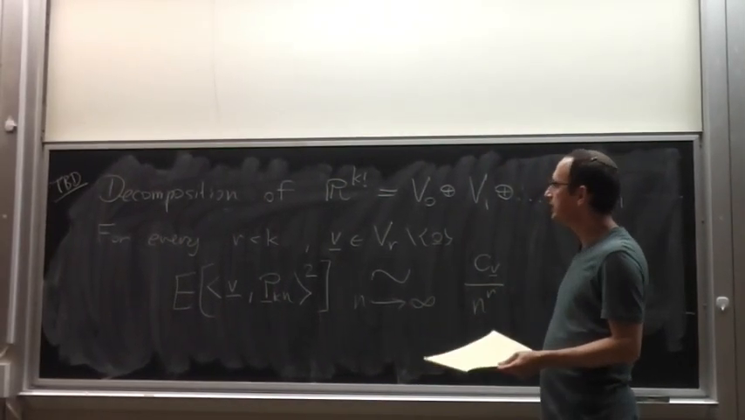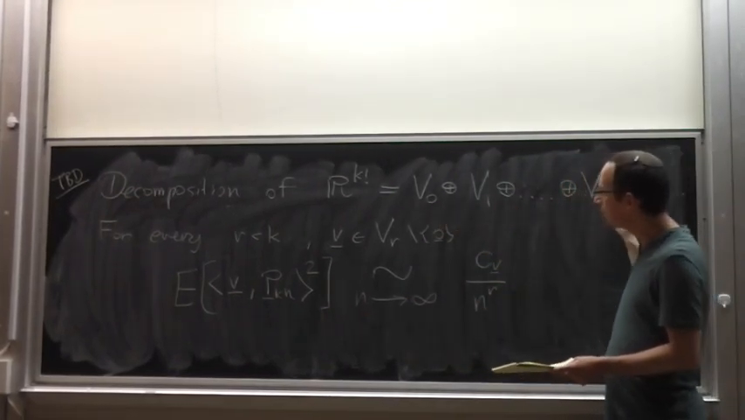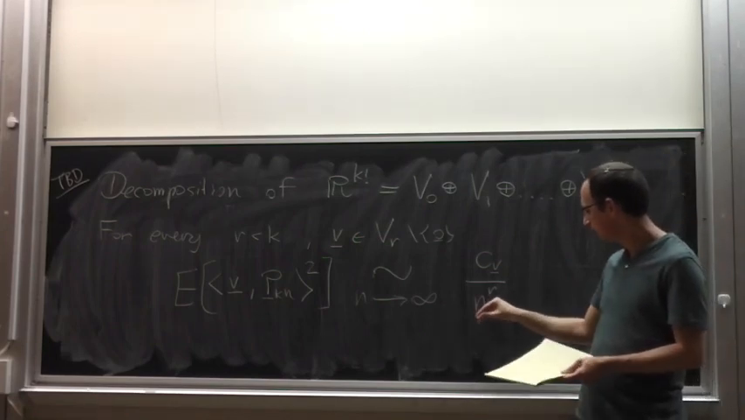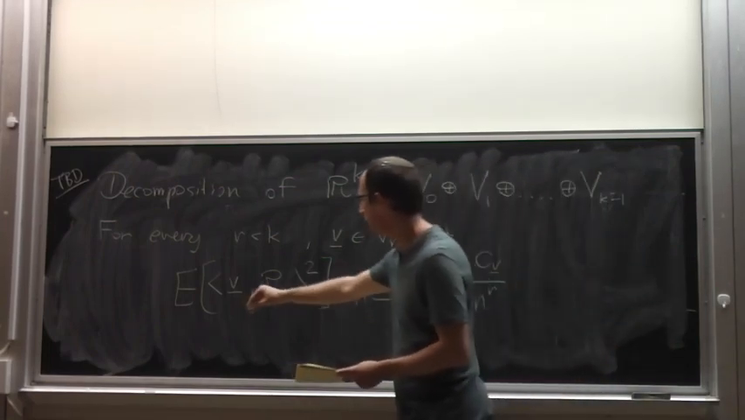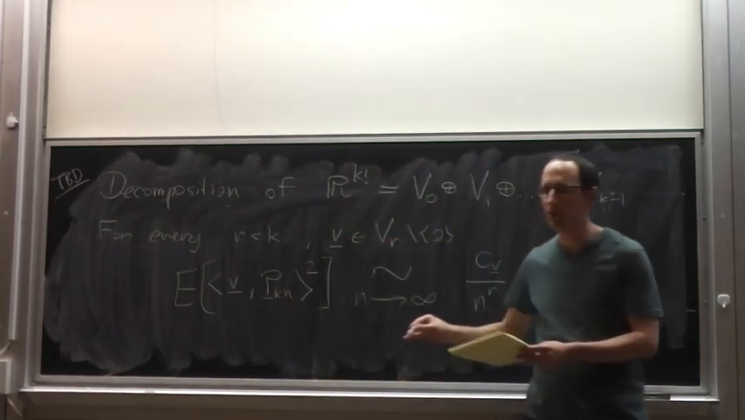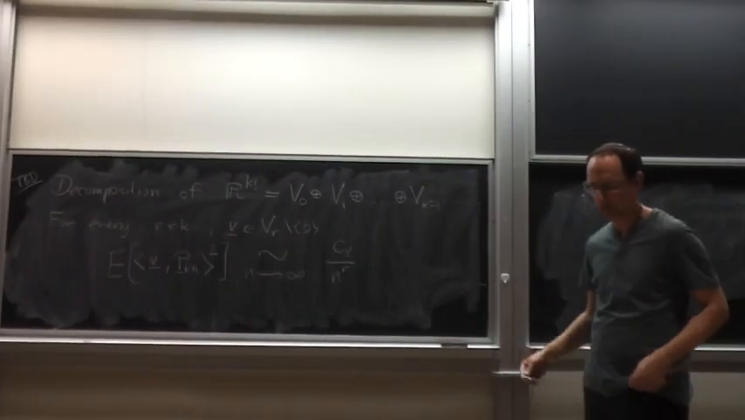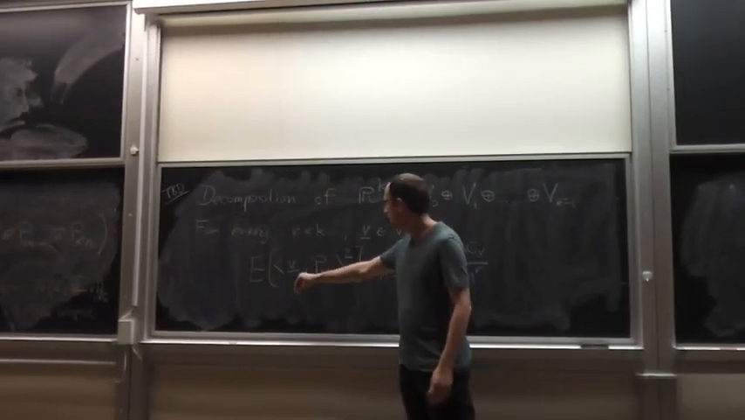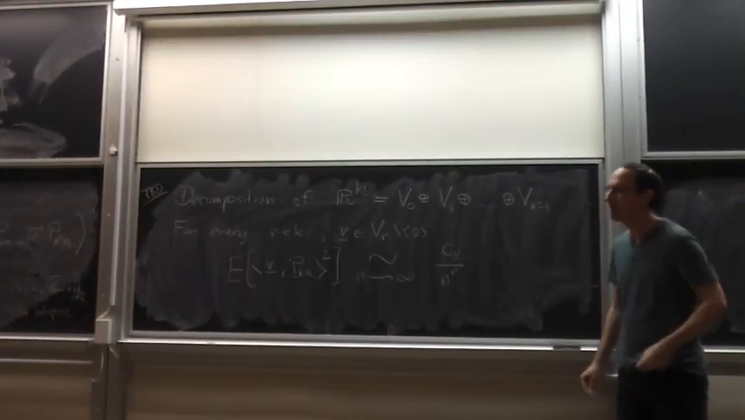So this means that this decomposition into k components gives us different orders of magnitude in n for the different projections of the random profile, depending on which component the direction on which we project comes from. Is that surprising, or would you expect it?